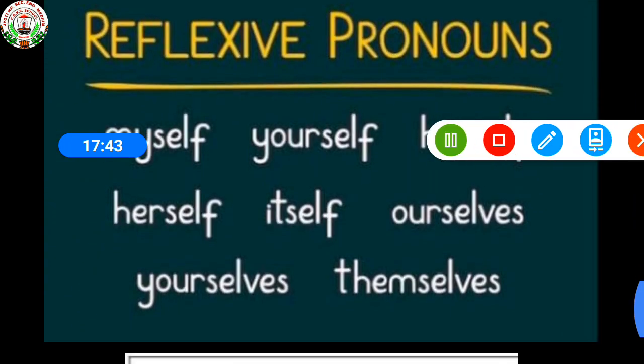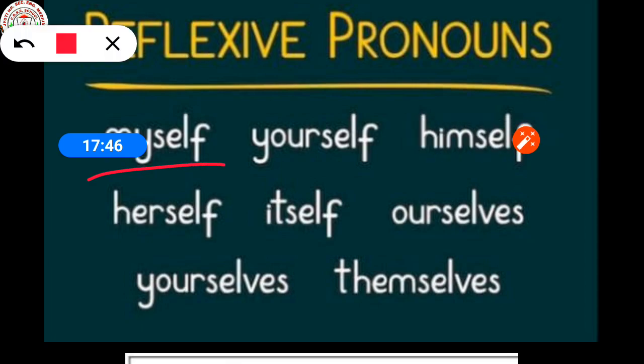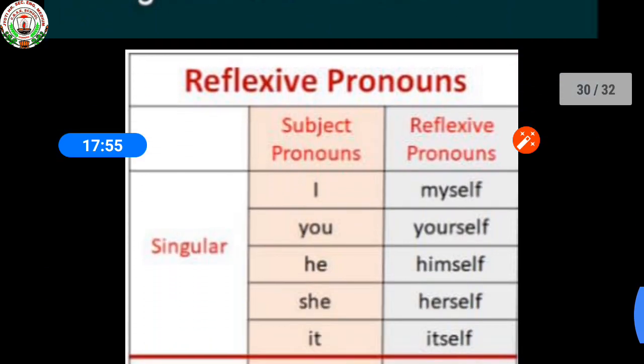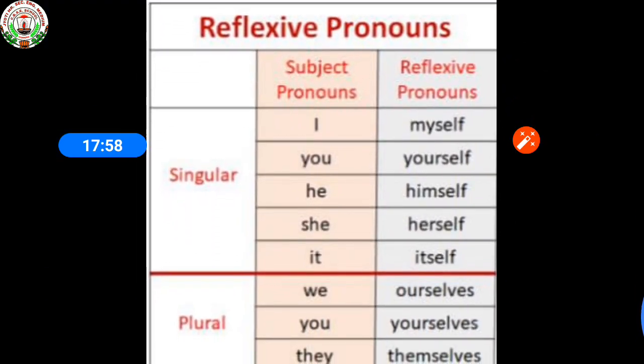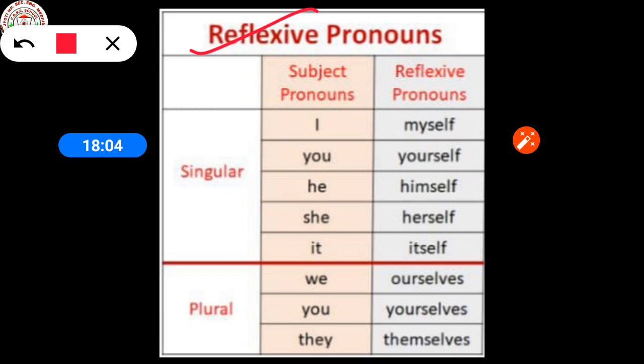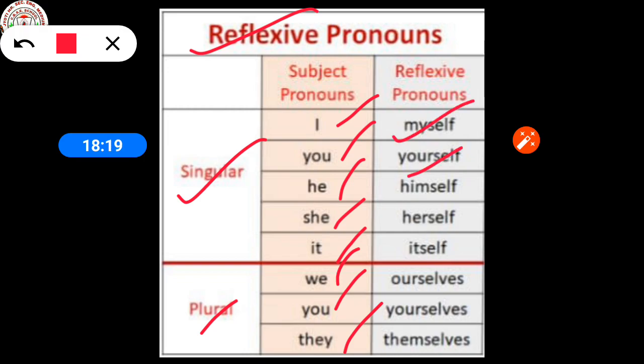So reflexive pronouns relate to myself, yourself, himself, herself, itself, ourselves, yourselves, themselves, etc. In this picture, you can see this clearly. The subject pronouns in singular form are I, you, he, she, it, and in plural form we, you, they. The reflexive pronouns in singular form are myself, yourself, himself, herself, itself, and in plural form ourselves, yourselves, themselves, etc.